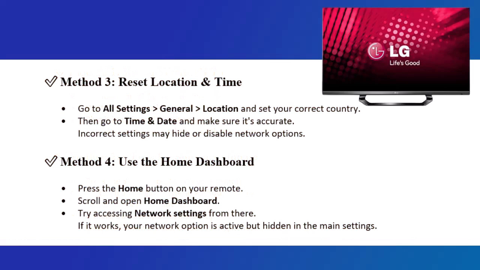Method 3. Reset location and time. Go to All Settings, General, Location, and set your correct country. Then go to Time and Date, and make sure it's accurate. Incorrect settings may hide or disable network options.